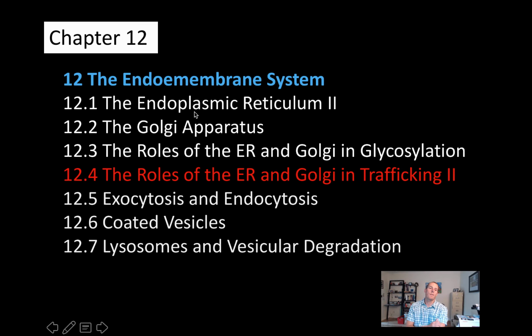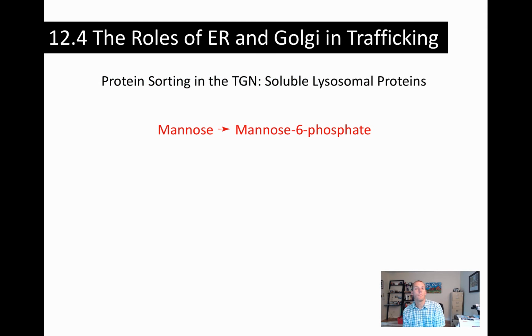Welcome back, folks. Second part of the roles of ER and Golgi trafficking, and we're going to look at a specific example of trafficking here, trafficking of soluble lysosomal proteins to the lysosome, and this happens in the Golgi apparatus. And is under the control of two main enzymes in the Golgi. We'll take a look at those in a moment.